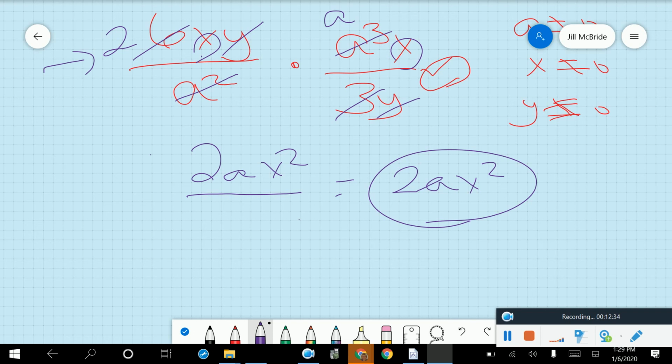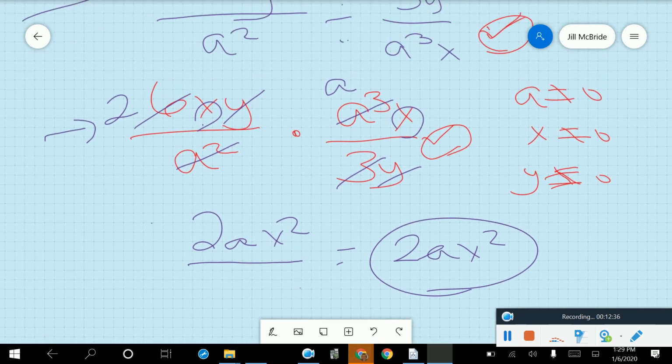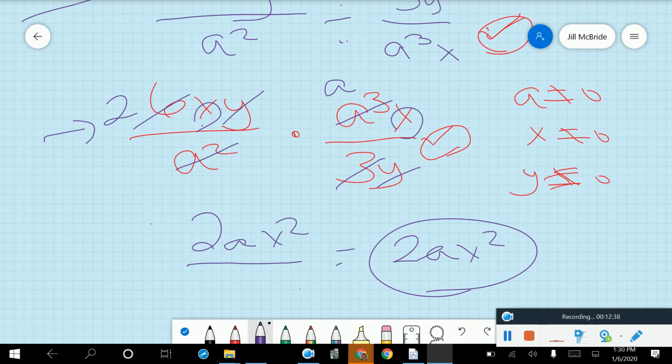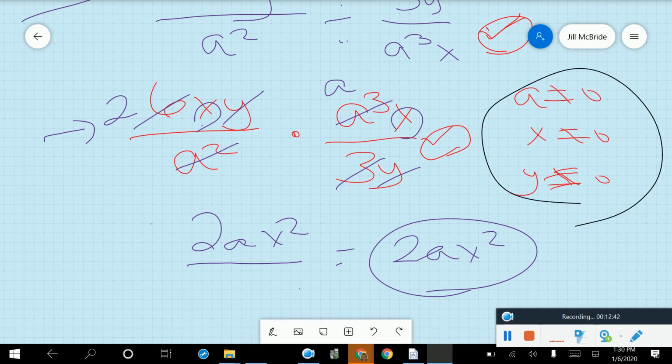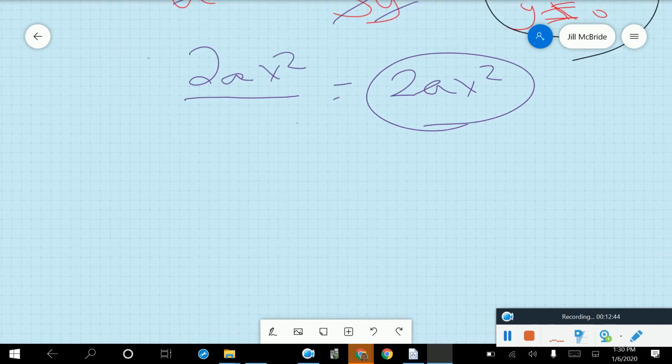And we already did our restrictions over here. Sorry if this is messy. I'm doing my best right on the touch screen.